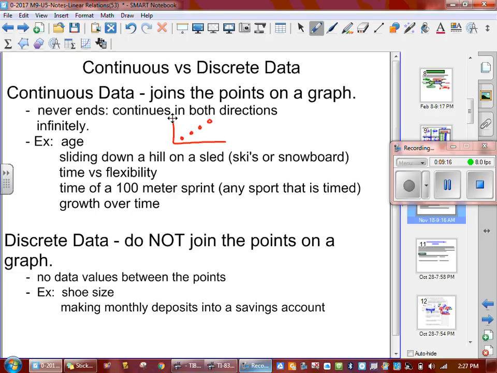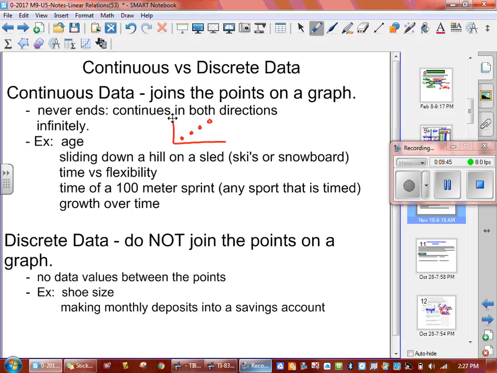The reason we're not allowed is for the reason I just gave you. There's no data in between the points. I'm not going to be putting money in the bank every hour, every second, every day. It's once a month. So that's why sometimes time will be a discrete factor. Not all of your data is going to be a straight line where you connect all the dots. There are times when we won't connect the dots.